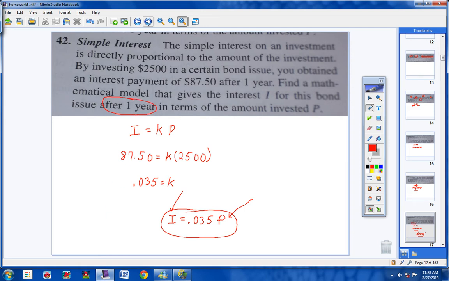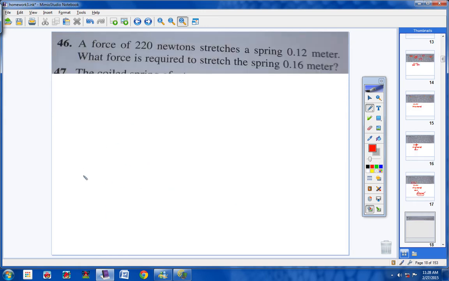Okay? Alright, moving on, number 46. Now, if you read the directions for number 46, it says this. Okay, it says, the distance a spring is stretched varies directly with the force. Let me say that again. The distance that a spring is stretched varies directly with the force. There it is, guys. There's the model you need right there. Okay? Now, again, I'm not sure everything I have to do, but I know this. They tell me that a force of 220 gives me a stretch of 0.12.